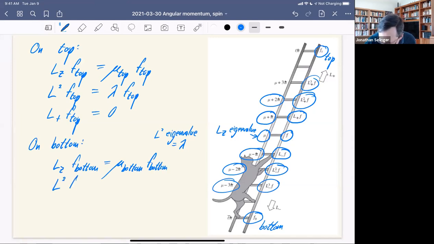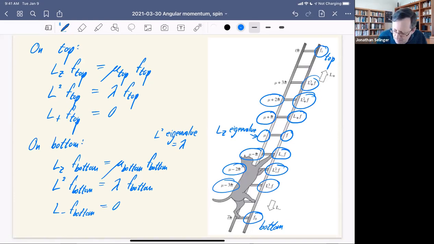And L squared acting on F bottom is lambda F bottom, because every state here has eigenvalue lambda. And L minus acting on F bottom is 0. Okay, so now let's do some tricks with operators to solve these things simultaneously.